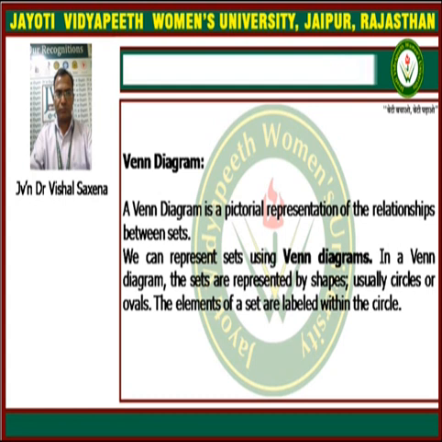A Venn diagram is a pictorial representation of the relationships between the sets. We can represent the sets using Venn diagrams. In a Venn diagram, the sets are represented by shapes like circles or ovals. The elements of a set are labeled within the circle.